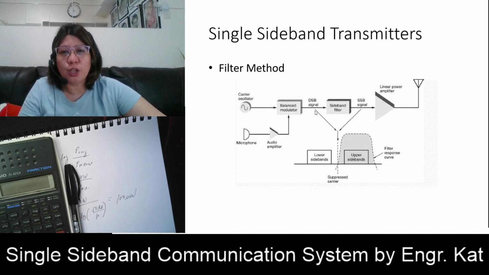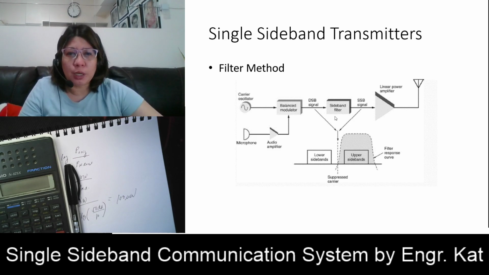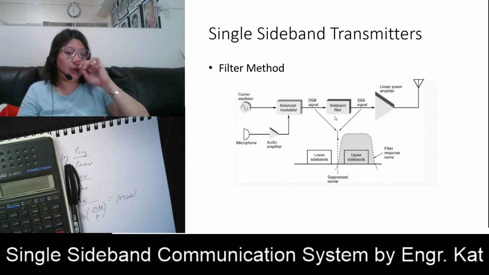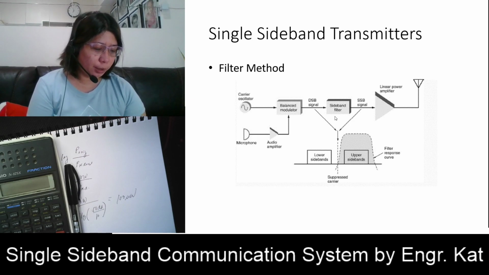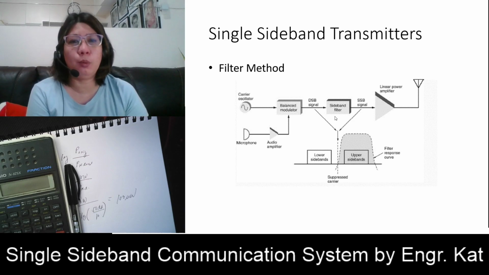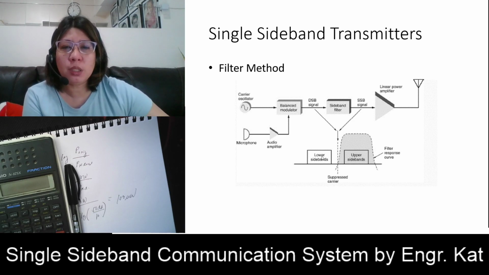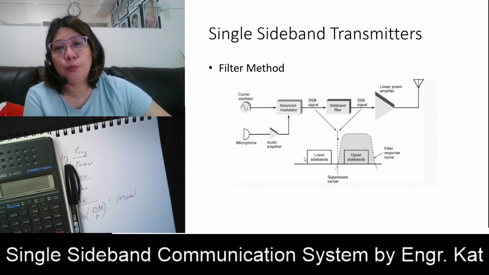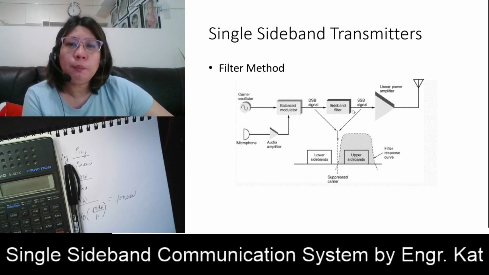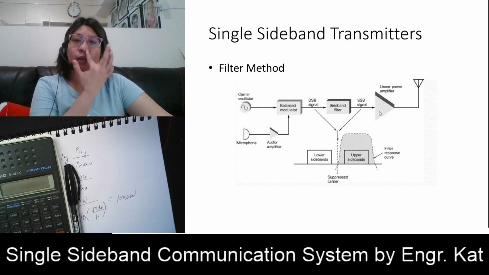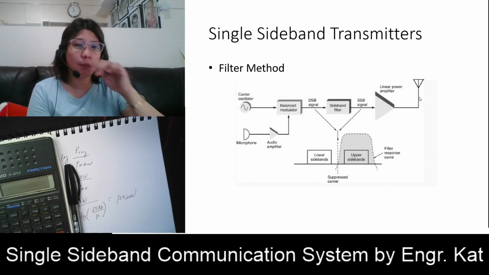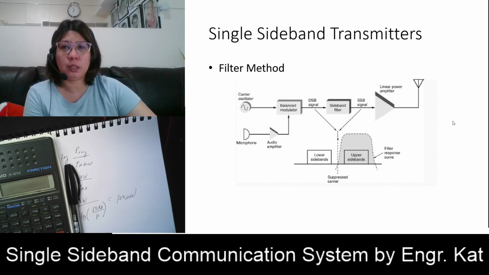So where is the carrier? It was already suppressed in the balanced modulator. Now, for the sideband filter, we can make use of a highly selective bandpass filter that selects either the upper or the lower frequency. If we choose the upper sideband, it will only pass the upper sideband, or if the lower sideband, it will only pass the lower sideband. The output of the sideband filter is your single sideband signal. Amplify it further using your linear power amplifier before being transmitted through free space.